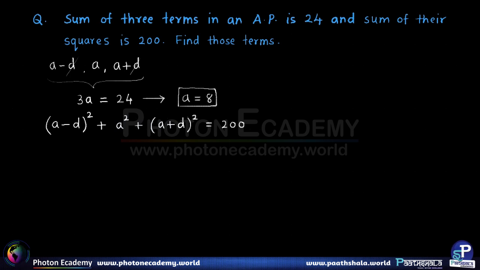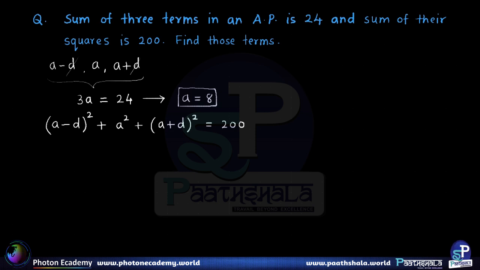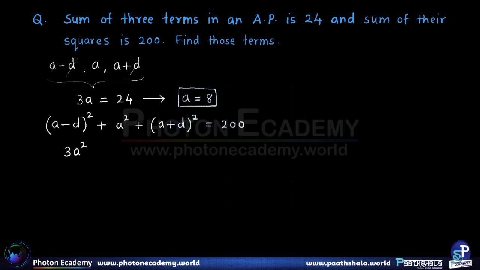Now when we expand the left hand side, from each term we will get A square. So collecting that, we have finally 3A square, and the middle term of (A minus D) whole square will be minus 2AD, but that will get cancelled by plus 2AD from the last expansion, and the remaining term is D square, which will come from the first and the last square. So combining those two, we get 2D square, which is in turn equal to 200, right?